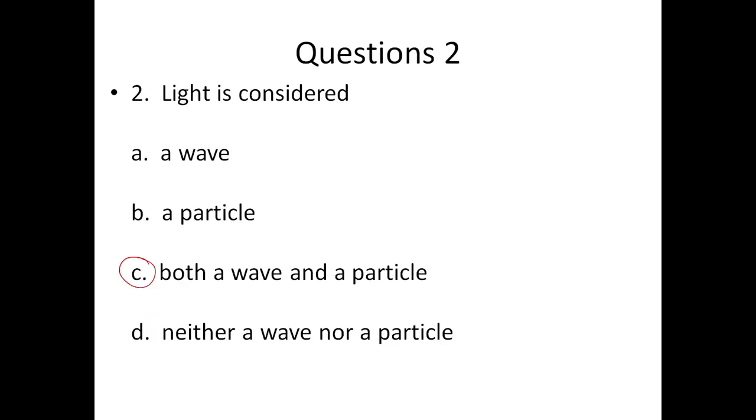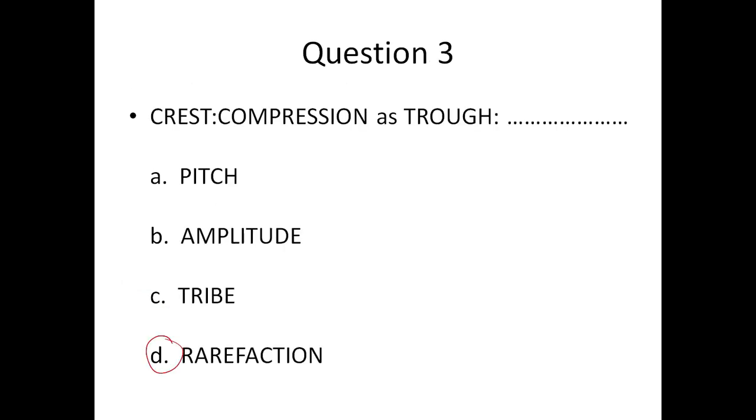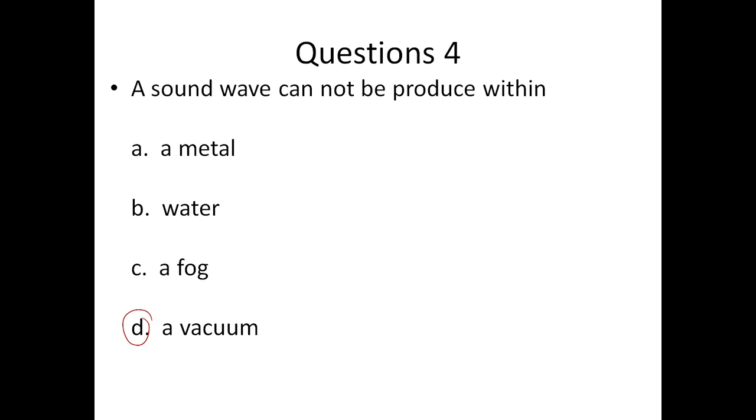Question 2, light is considered both a wave and a particle. Question 3, a crest is to a compression as a trough is to a refraction. Question 4, a sound wave cannot be produced within a vacuum because sound waves need matter. So all the rest have matter in them, but remember a vacuum is airless, so there is no matter inside of it.